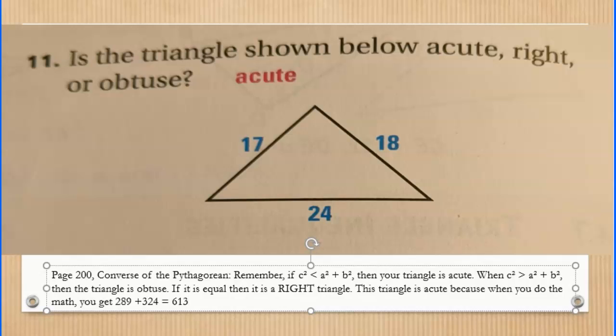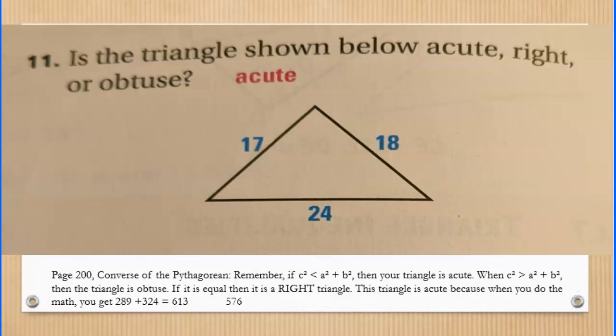Then we need to figure out what 24 squared is. 24 times 24 is going to be 576. Let me write this over here so that you can see it. So I have two numbers, 576 and 613. This is the c squared. So c squared is less than a squared plus b squared, which means that it's going to be acute. I don't know what I did there before, but these are the correct numbers. 613 is greater than the 576, which is going to make it an acute triangle.